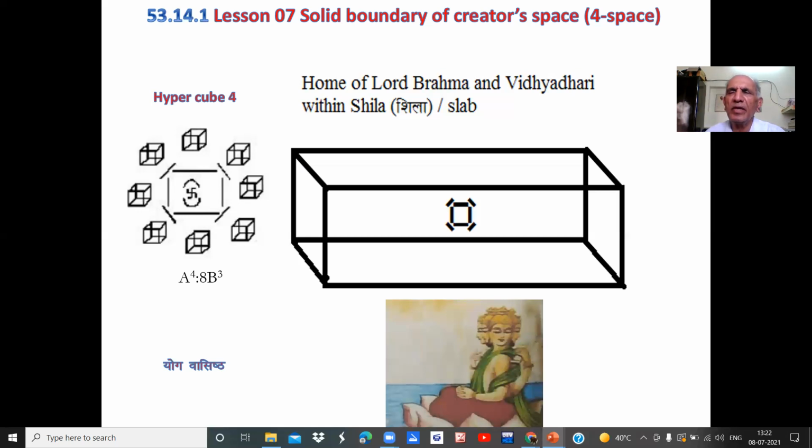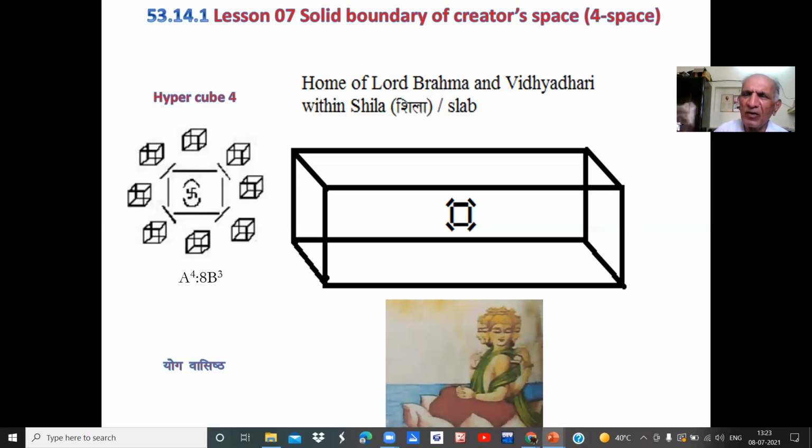Today, we are focusing upon the features of the solid boundary of 4 space. We are concentrating upon the solid boundary of 8 components of hypercube 4. The domain boundary ratio of hypercube 4 is a raised to power 4 is to 8 b raised to power 3. The solid boundary of hypercube 4 is of 8 components.